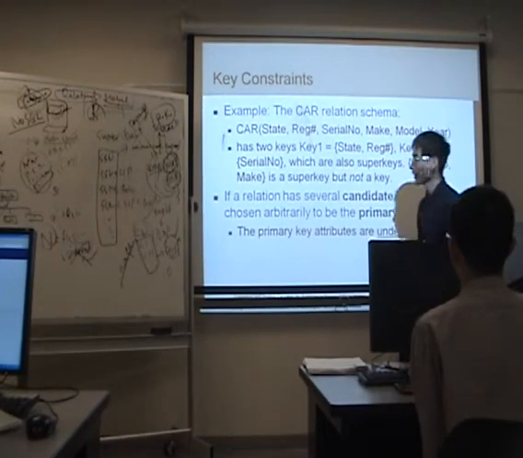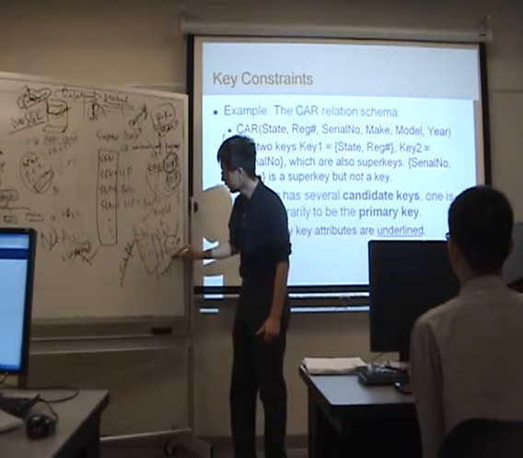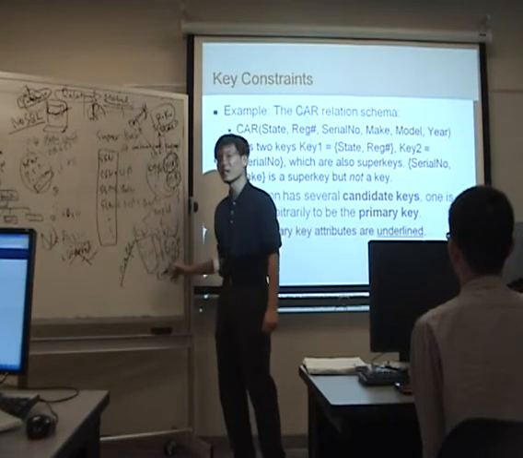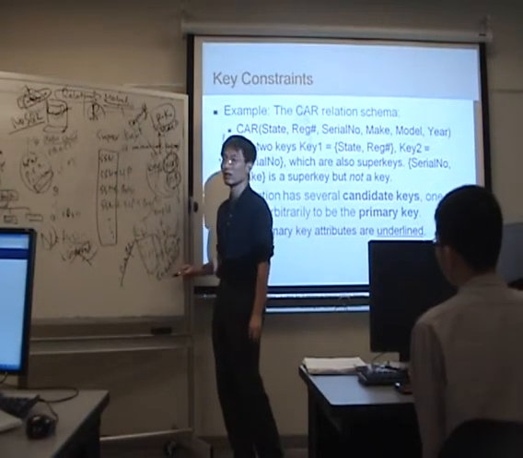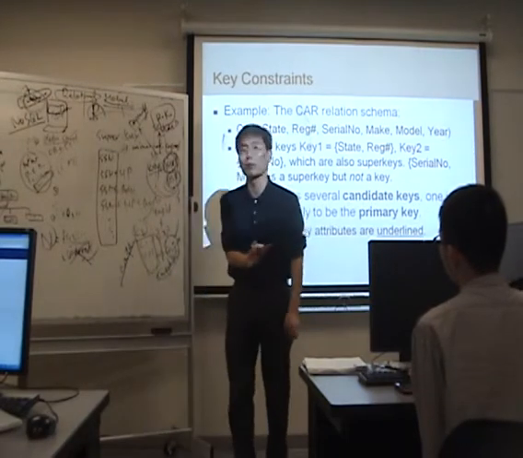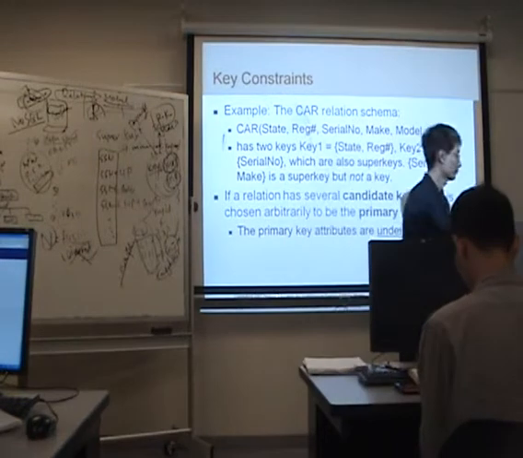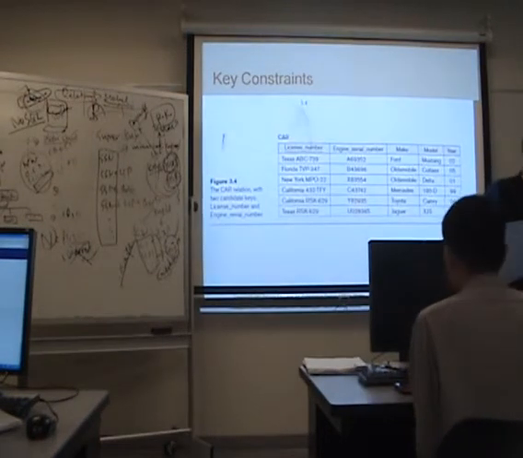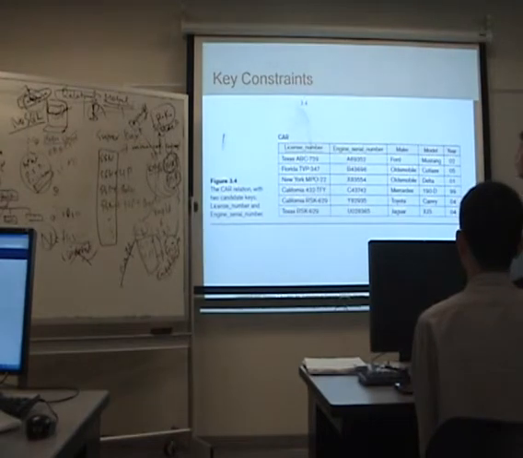The other secondary key is also called a candidate key. They are almost the same. They are candidates. They can be selected as a primary key, but are not selected because of the limitation of the number of primary keys. So it's called a secondary key or candidate key. So in this example, the car relation. Okay? What is the primary key?